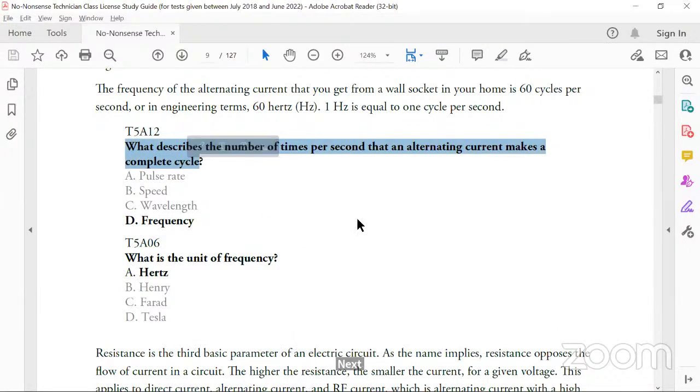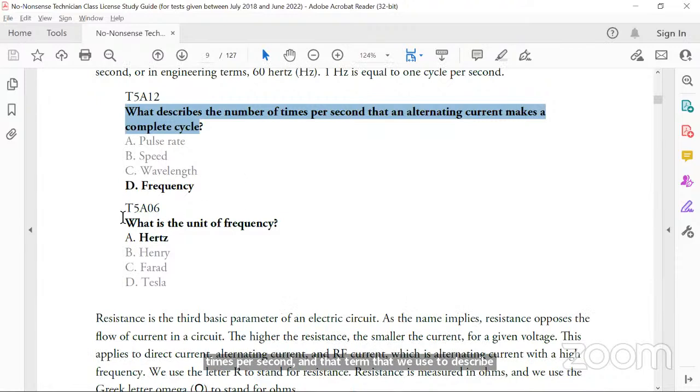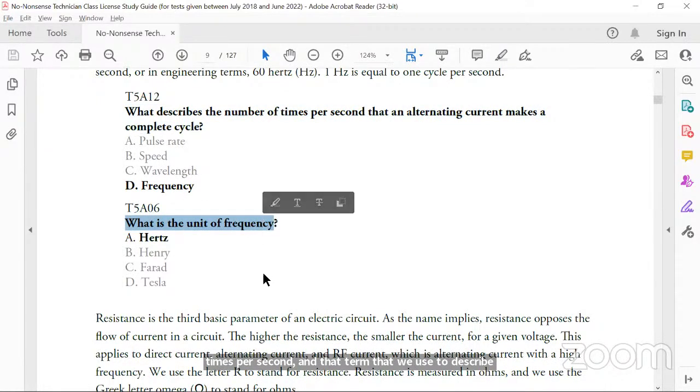What describes the number of times per second that an alternating current makes a complete cycle? So we said that the alternating current goes in cycles, positive to negative, and it does that several times per second. And that term that we use to describe it is frequency. The next question, what is the unit of frequency? And we said the unit is called the hertz.